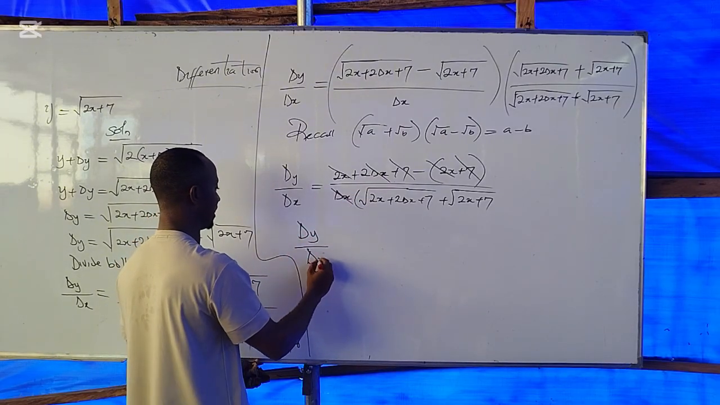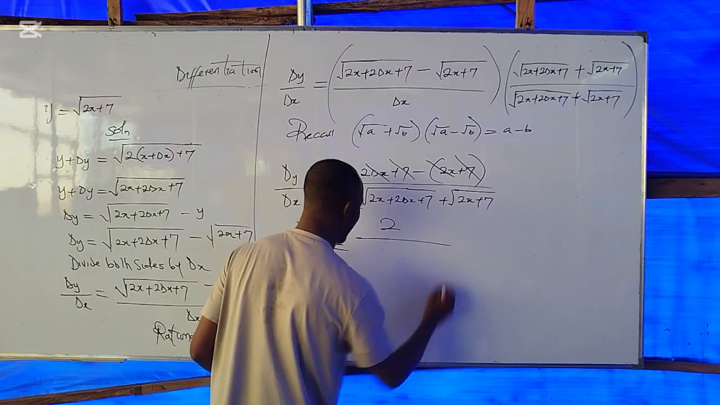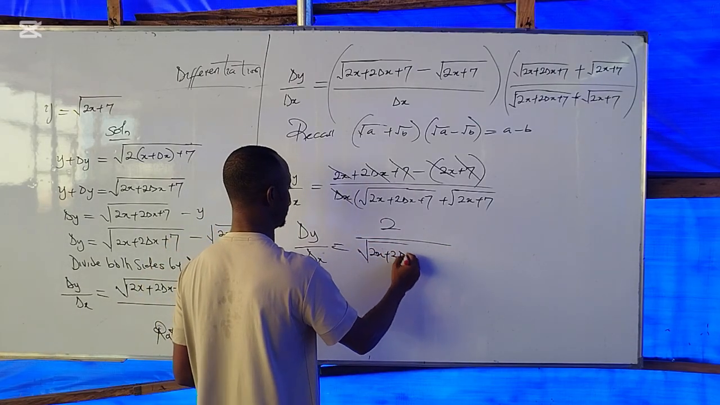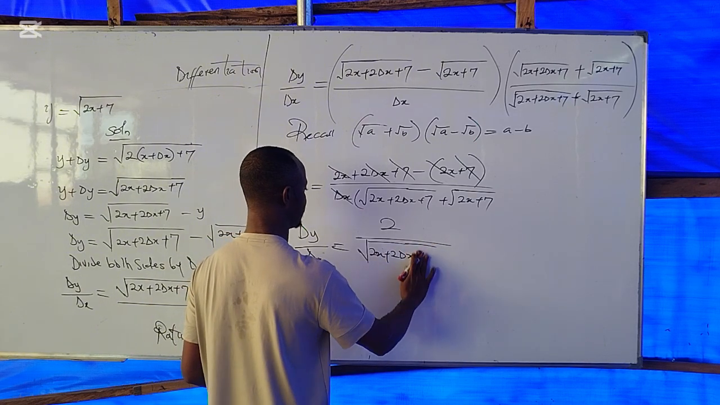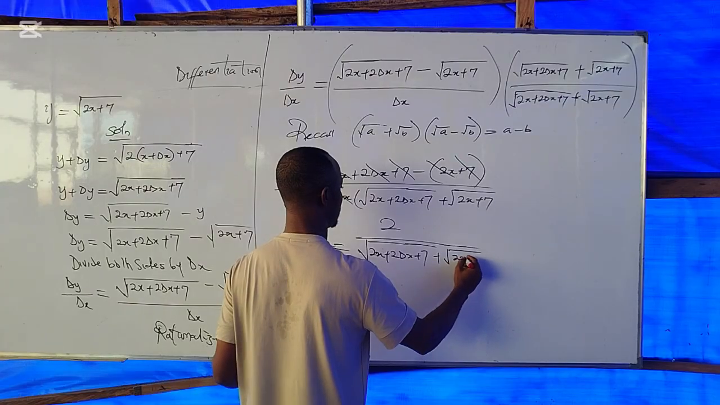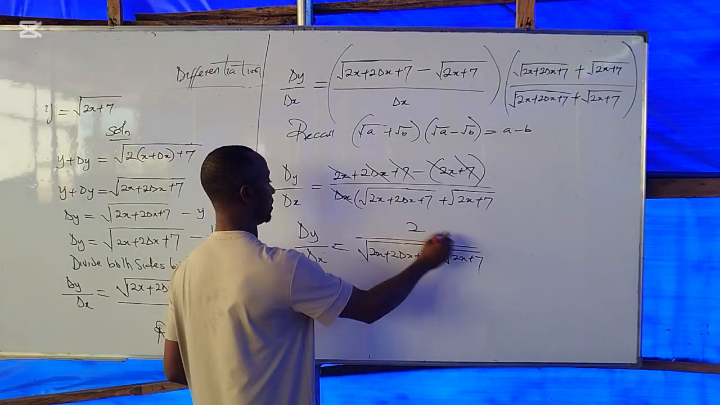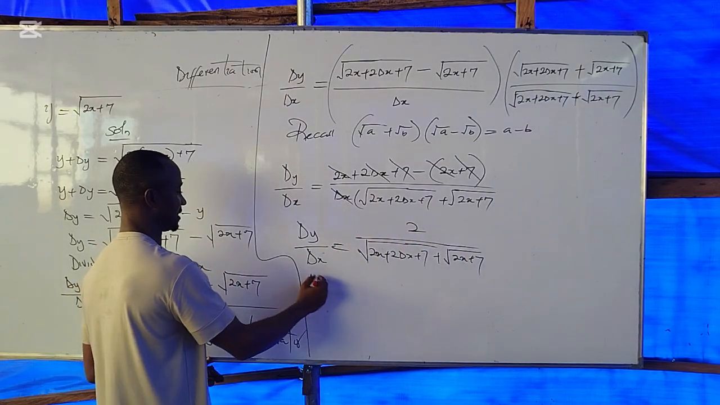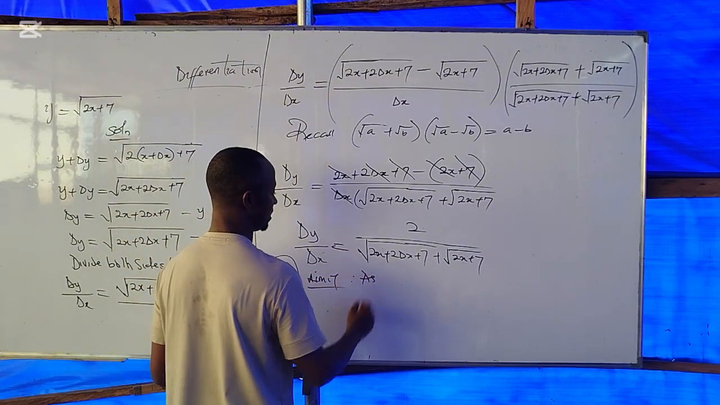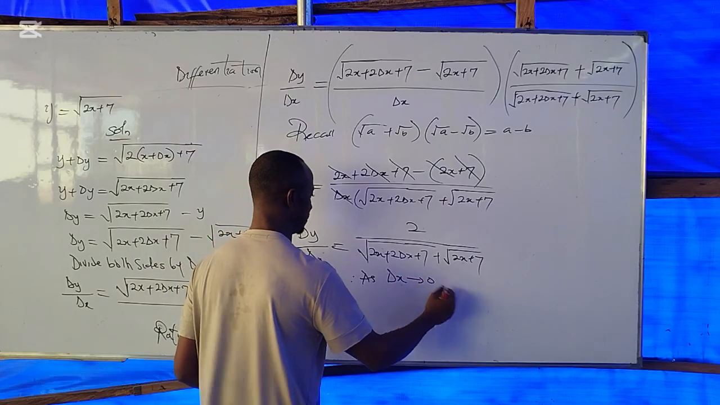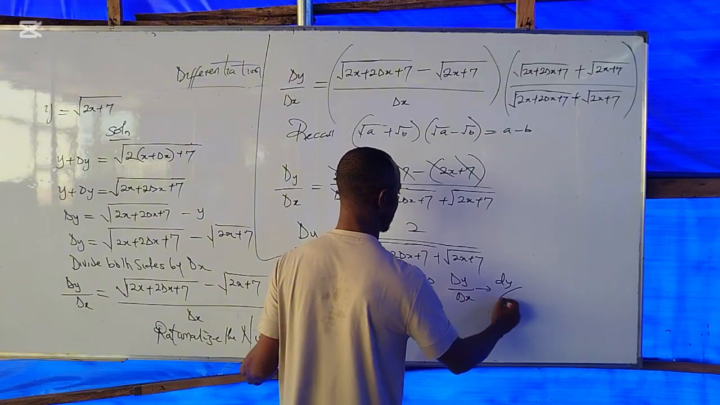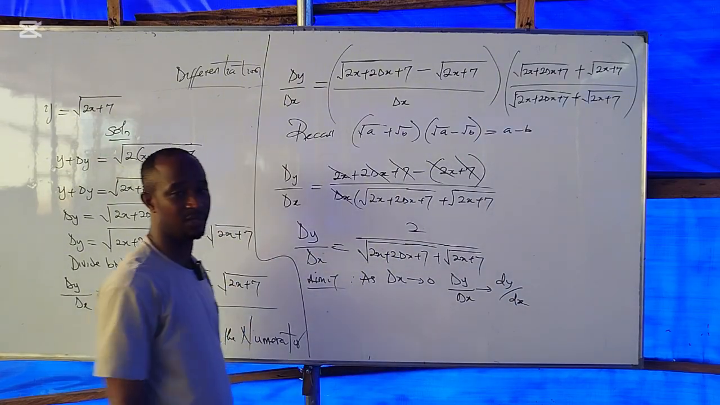Delta y over delta x then will give us what? 2 divided by square root of 2x plus 2 delta x plus 7, plus square root of what? 2x plus 7. Is it not so? Okay, so what's the next? Our limits. What's our limit? As delta x approaches 0, delta y over delta x must approach what? The dy/dx, our limit of the function.